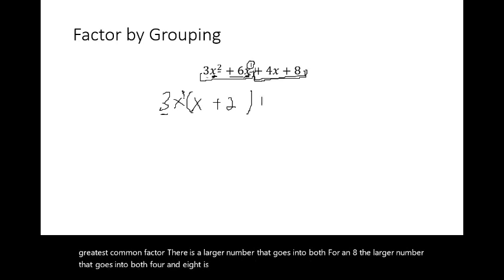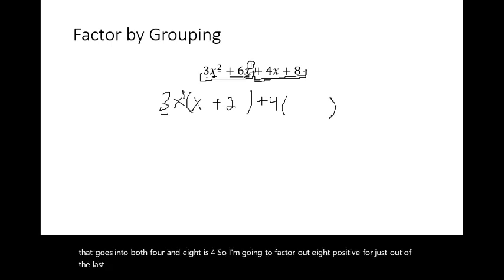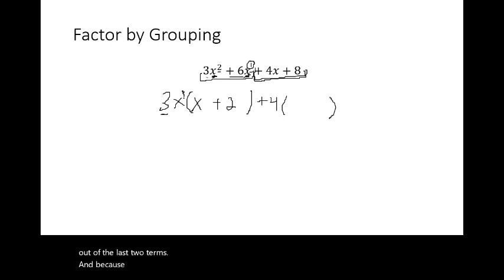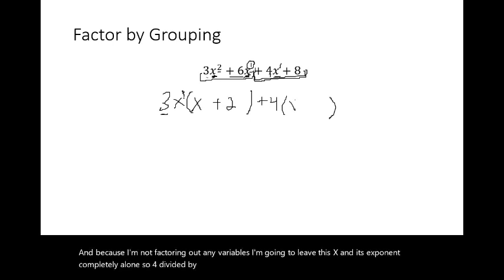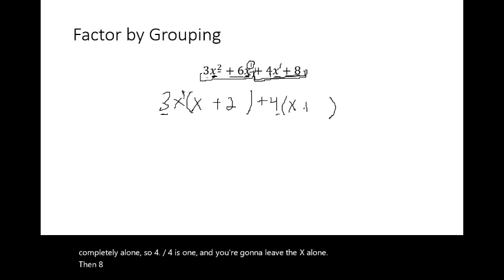So I'm going to factor out a positive 4 just out of the last two terms. And because I'm not factoring out any variables, I'm going to leave this x and its exponent completely alone. So 4 divided by 4 is 1, and you're going to leave the x alone. Then 8 divided by 4 is positive 2.